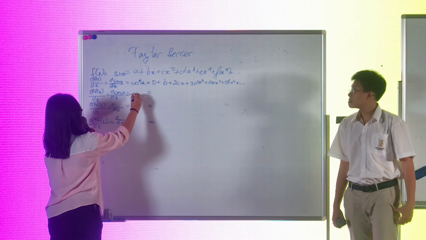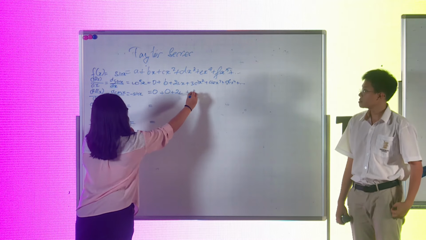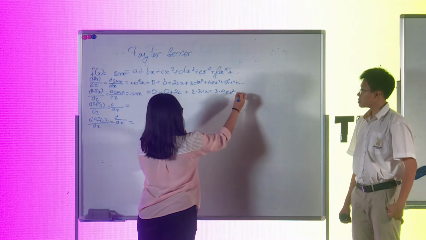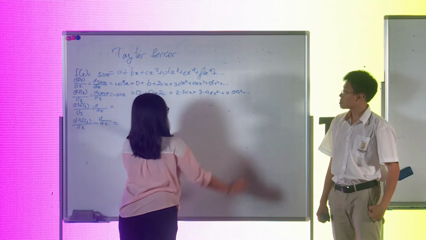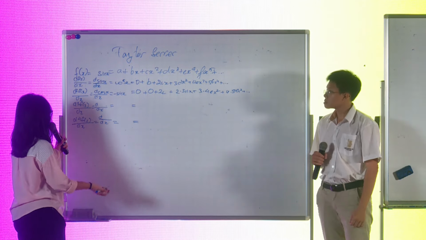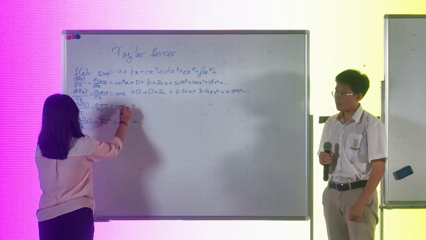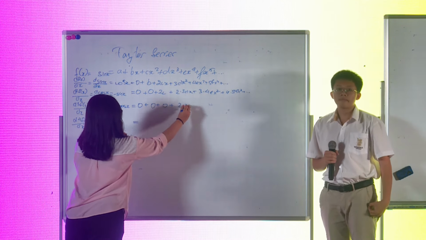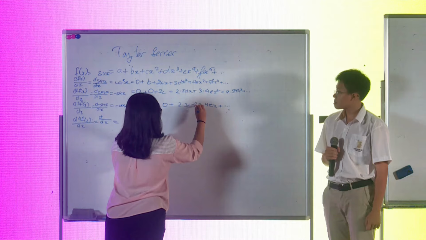which is equal to minus sine x, which is now equal to 0 plus 2c plus 2 times 3dx plus 3 times 4ex to the power of 2 plus 4 times 5fx to the power of 3. So then we will differentiate it one more time to get the derivative of minus sine of x, which is equal to minus cosine of x, which is now equal to 0 plus 0 plus 0 plus 2 times 3d plus 2 times 3 times 4ex.